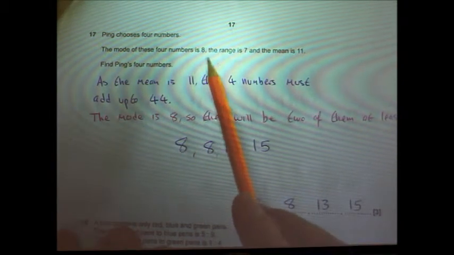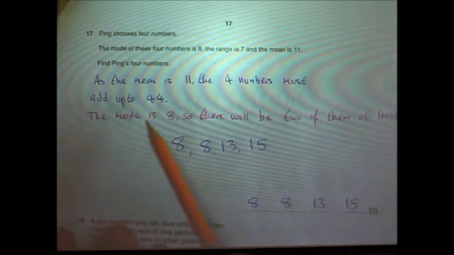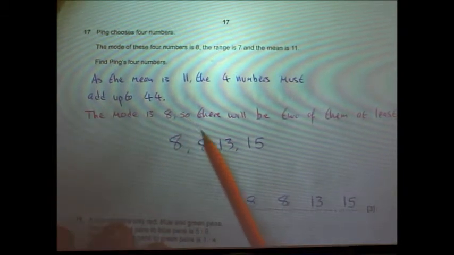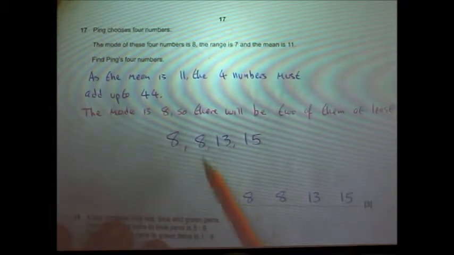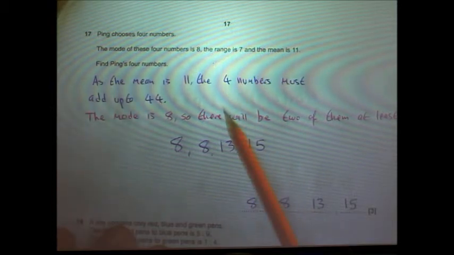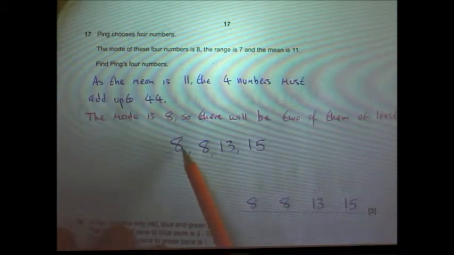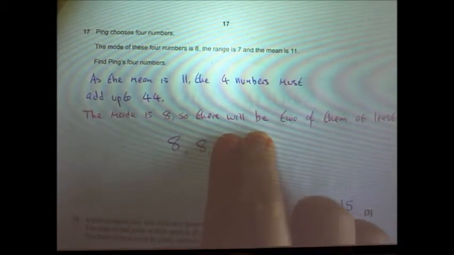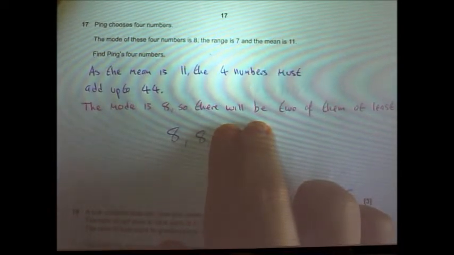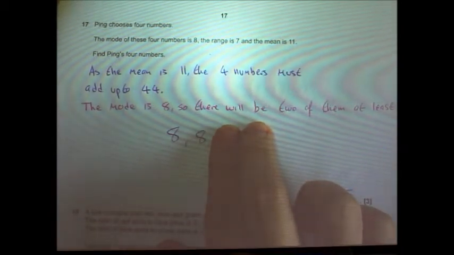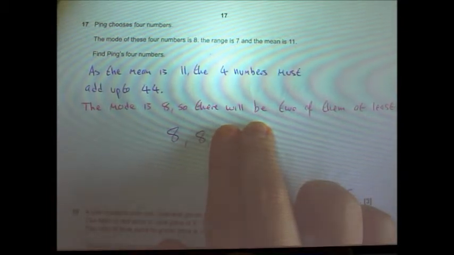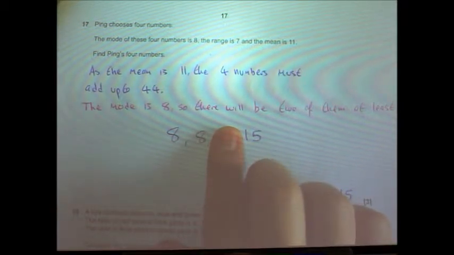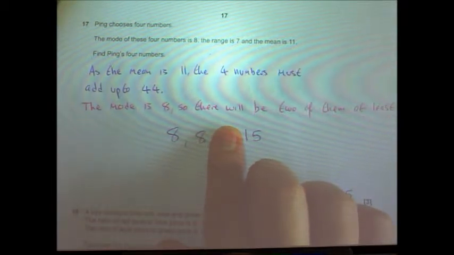The mode is the most common number, so there's got to be at least 2 of them here. And the range is 7, so the biggest take away the smallest, it's got to be 7. The way I did this was, I wrote down my 2 8s, and then I thought the next thing I'm going to find is the range. So as 8 is probably going to be the smallest number, I thought, what number, take away 8, will give me 7, and it's 15. 15 take away 8 gives me 7.